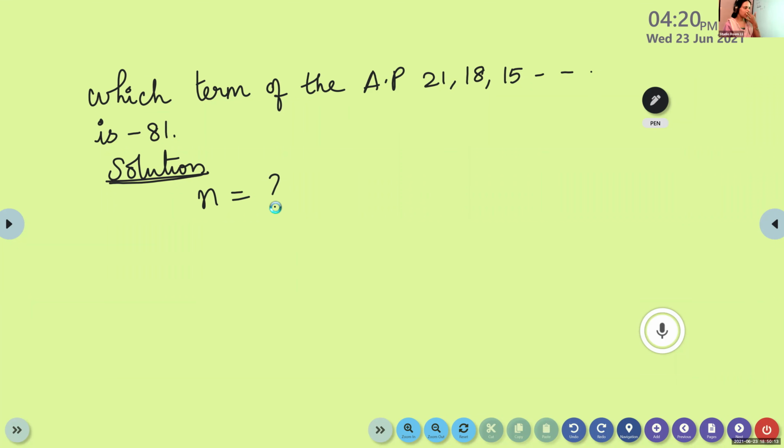We want to find n: first term, second term. That one only gives the position. So which term means we want to find n? N is equal to question mark. What is the value of A? From the sequence, can you write the first term? A is 21. And what is the common difference? Give the common difference.